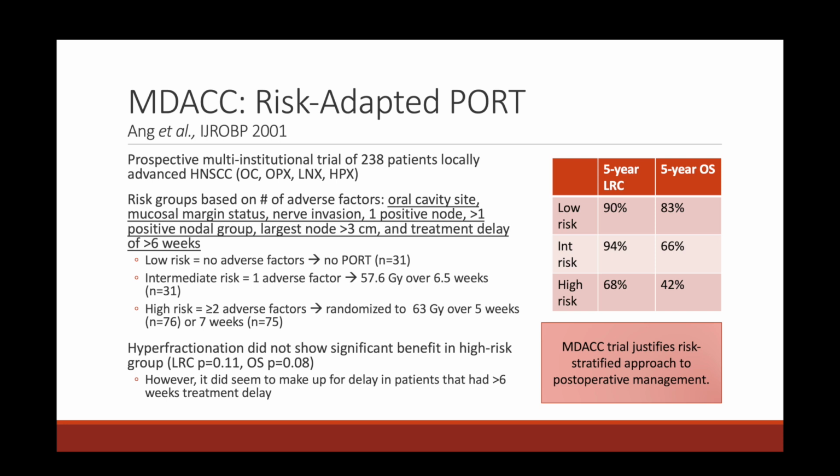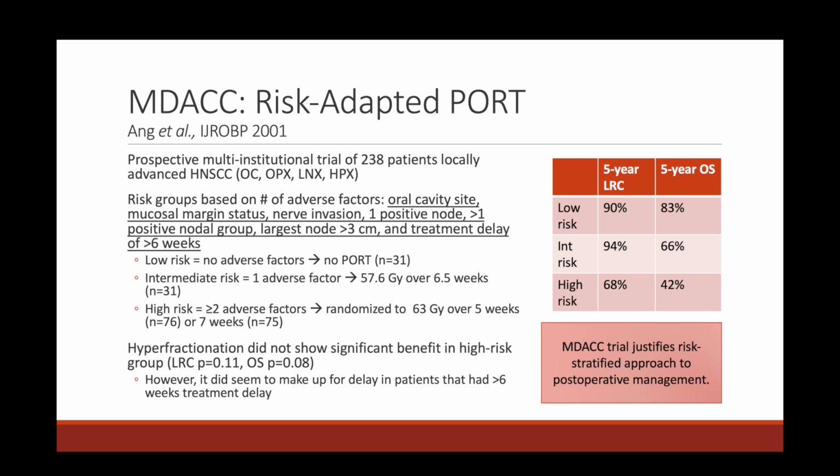So if they had none of these risk factors, they were classified as low risk and they were not treated with any postoperative radiation. If they had only one of these adverse factors, they were classified as intermediate risk and they were treated with 57.6 gray over 6.5 weeks. And if they had 2 or more adverse factors, they were classified as high risk and they were treated with 63 gray over 5 weeks.